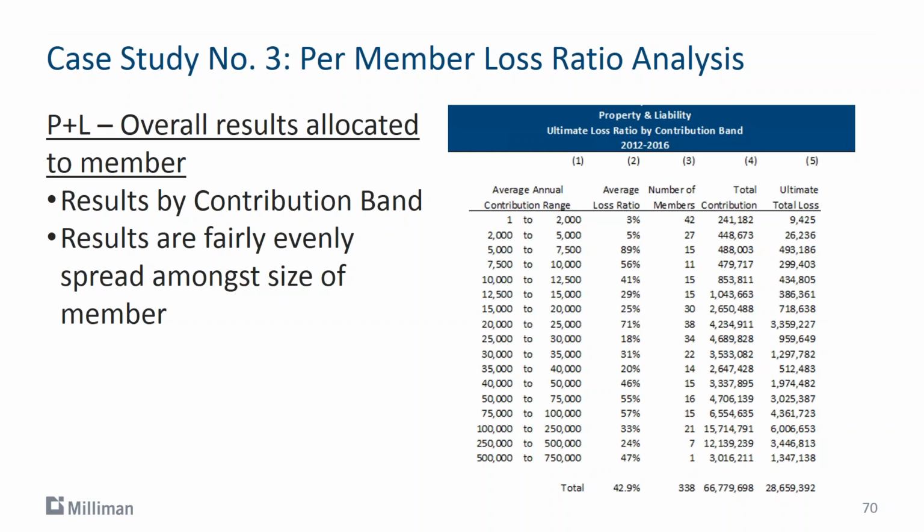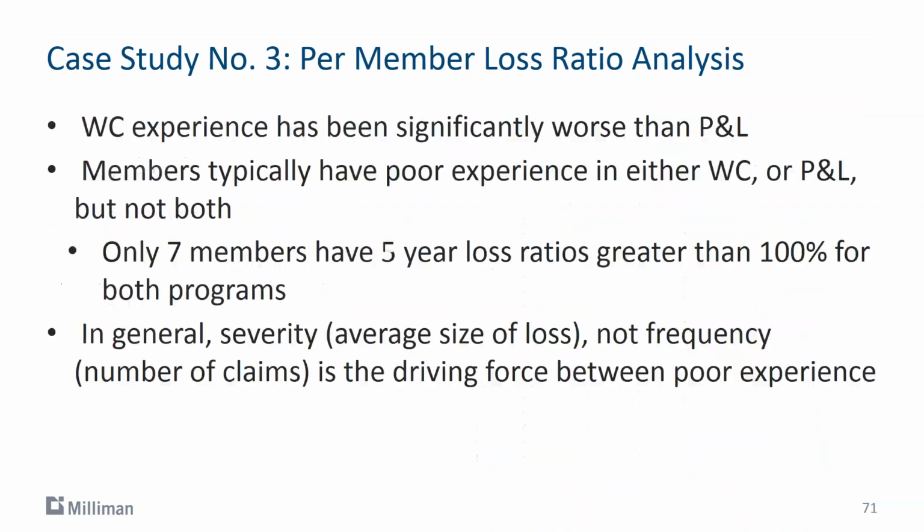In looking at this, members where the total average P&L contribution is greater than 50,000 account for both 63% of the total losses and 63% of the contribution. So here we feel pretty good that the P&L program is working pretty well. Okay, so in comparing the comp to the P&L, the comp experience has been significantly worse than the P&L. Members typically have poor experience in either work comp or P&L, but not generally both. There's only 7 members that have high loss ratios in both coverages. And in general, we saw that the severity, not the frequency, was really the driving force behind the poor experience.